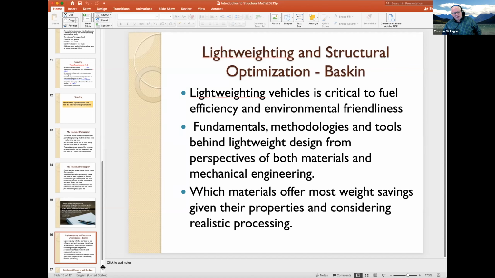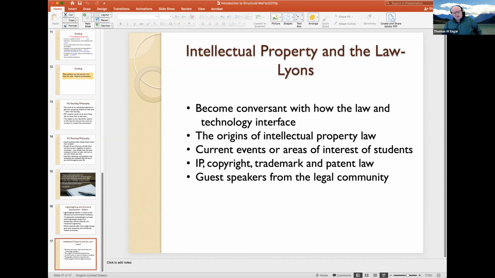So we have Don Baskin, and we've talked a little bit about that already. Fundamental methodologies and tools. We have Steve Lyons, and he's already talked a little bit about that. This whole outline is on Stellar. And so you can look at it. We sent it to you before. Does anybody have any questions?